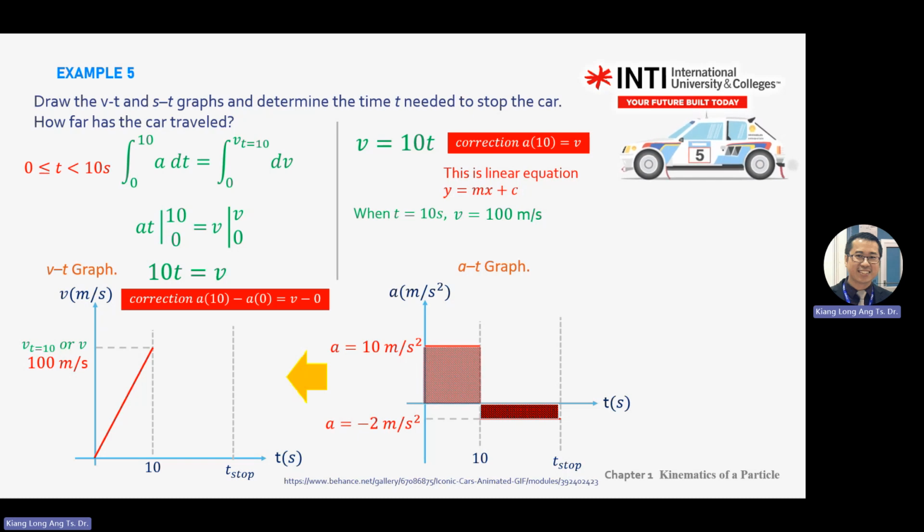10a equal to v, correct. y equal to mx plus c. This is y, this is x. You're actually plotting v versus t. I think I'm wrong again. It should be correct. Okay, v equal to 10.